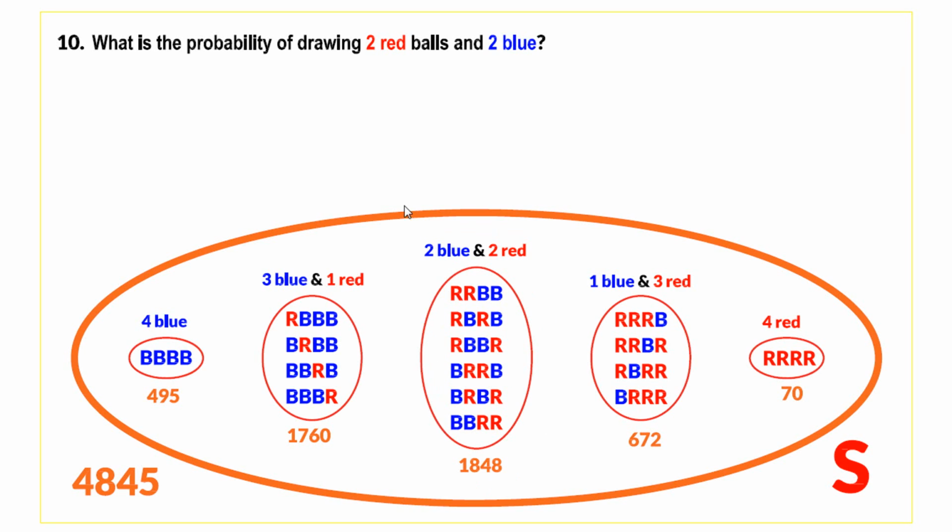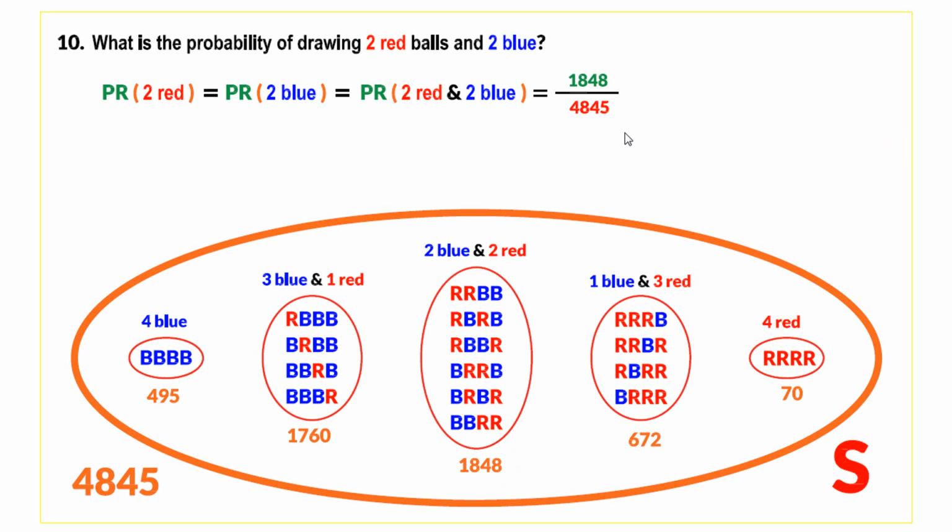So this is the event, and it can be asked as what is the probability of withdrawing exactly 2 red. So this is the event 2 red exactly, or they may ask what is the probability of withdrawing exactly 2 blue, or 2 red and 2 blue. So we divide 1848 over 4845, and we get 0.38.